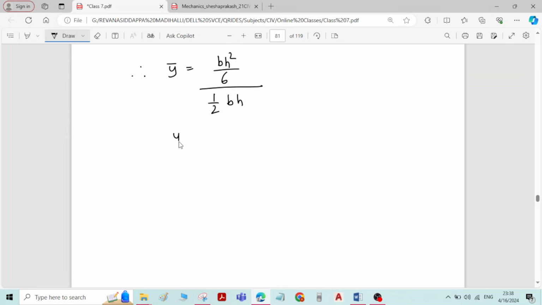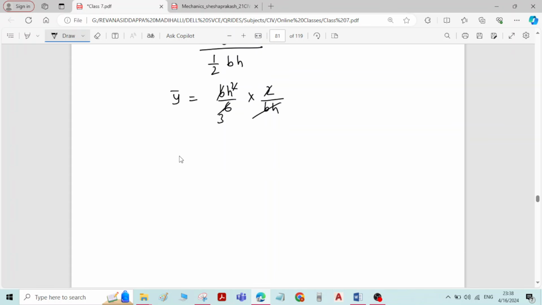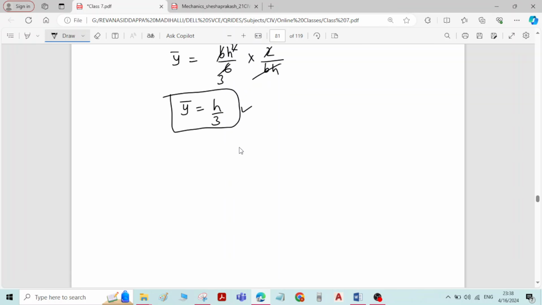Therefore y bar is equal to bh square by 6 into 2 by bh. Here 2 ones are 2, 2 threes are 6. b and h get cancelled. So the remaining equation is y bar is equal to h by 3. So this is the equation for y bar. We have derived the equation for y bar.